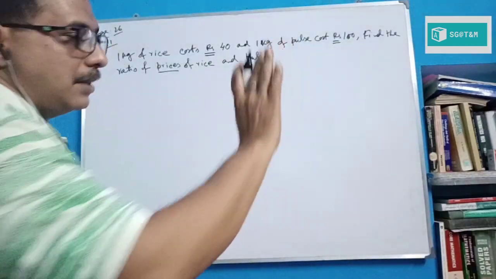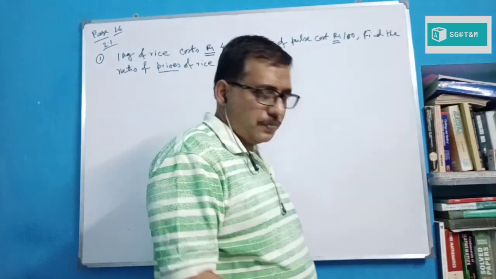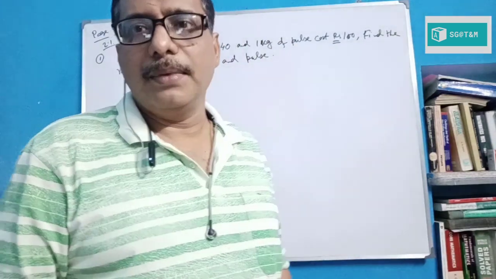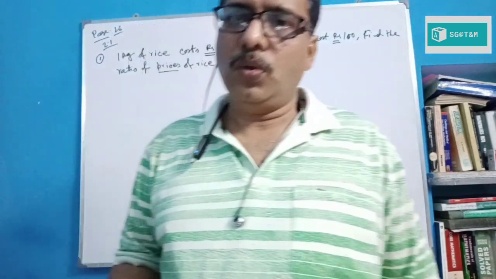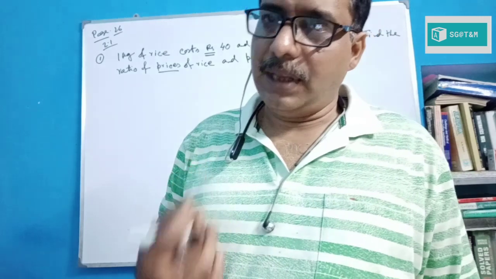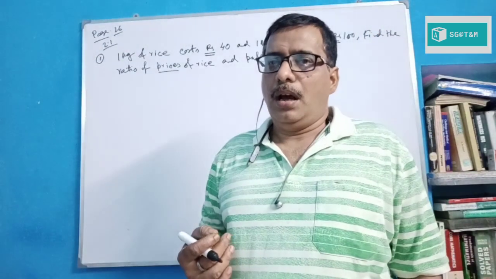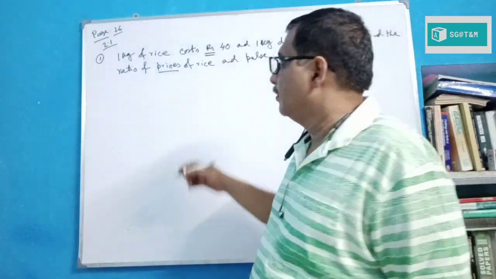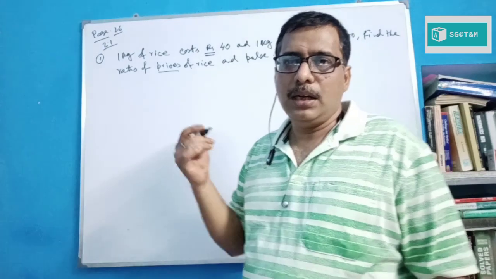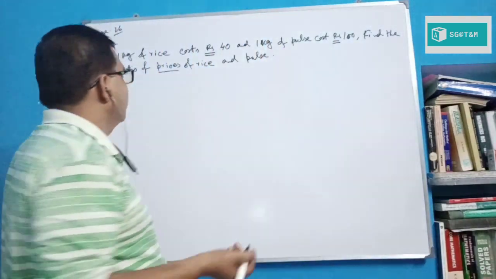The rice and pulse are obviously not the same kind, but their prices are both given in the same unit, that is, both in rupees. So we have to find the ratio of the prices, and obviously these two are the same kind.